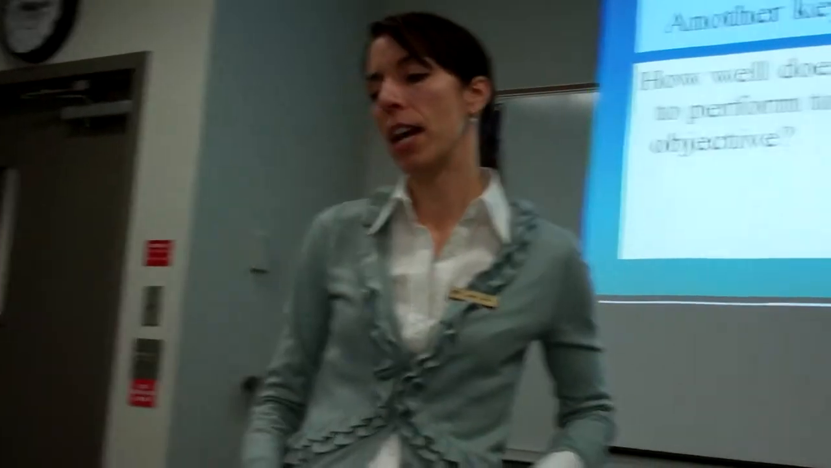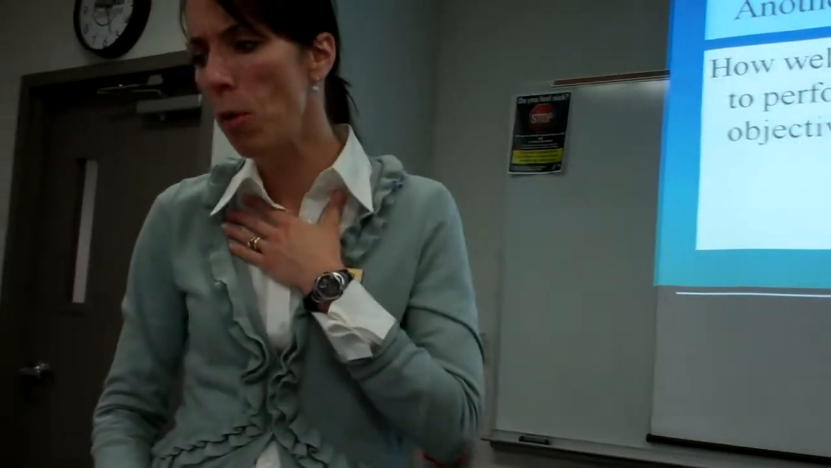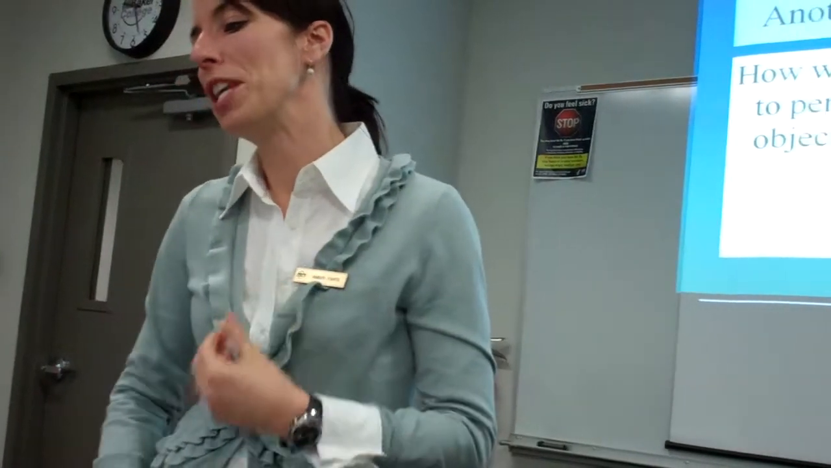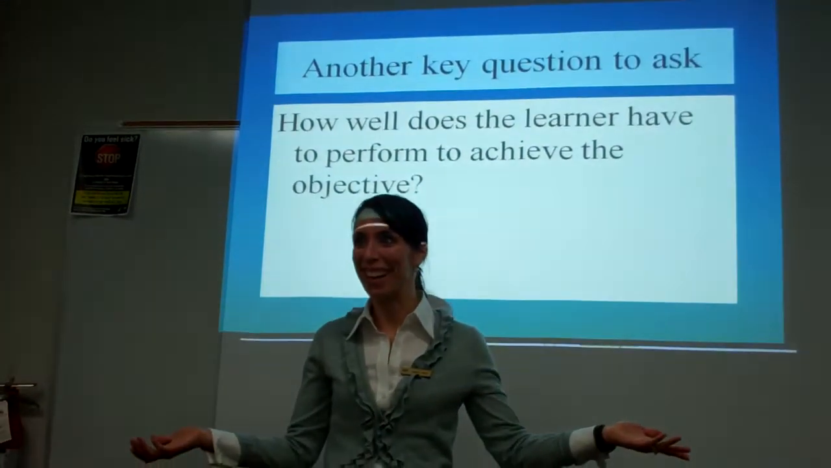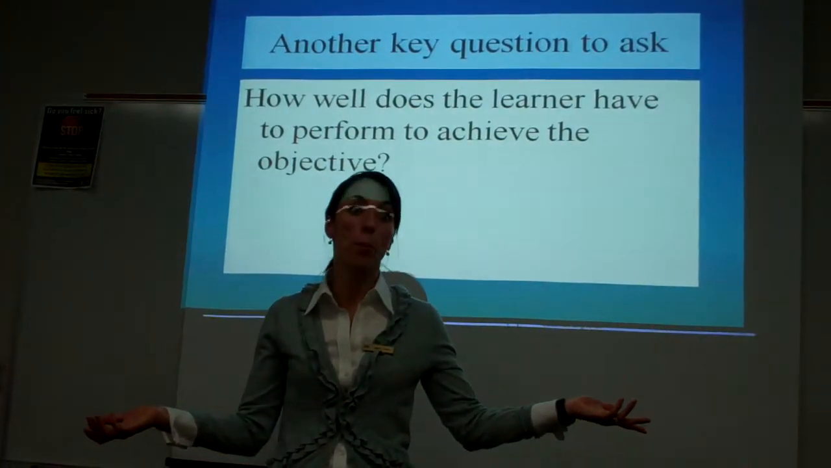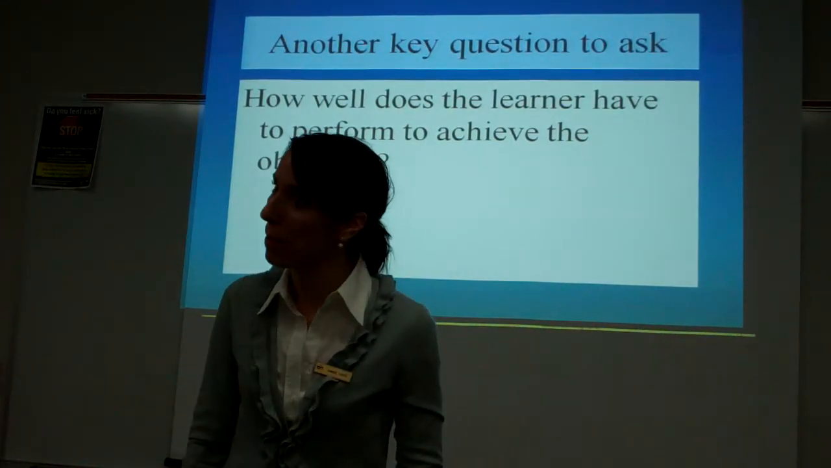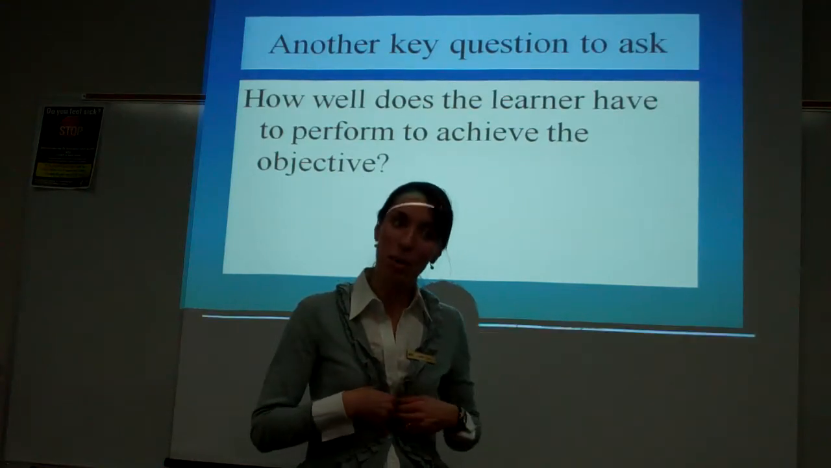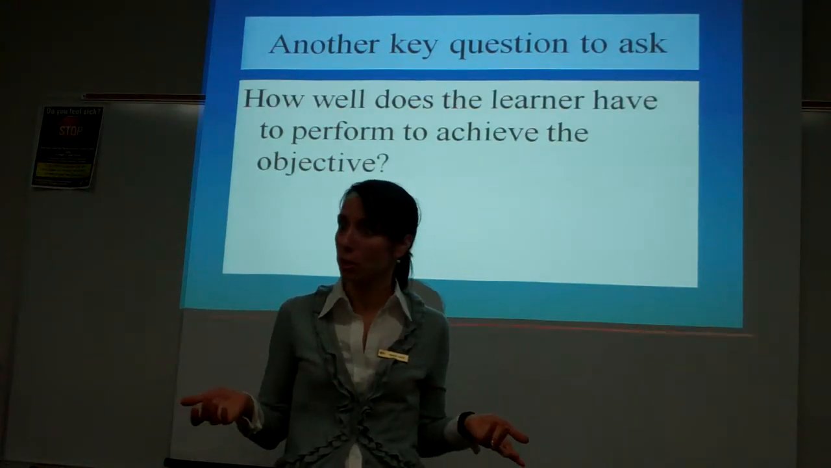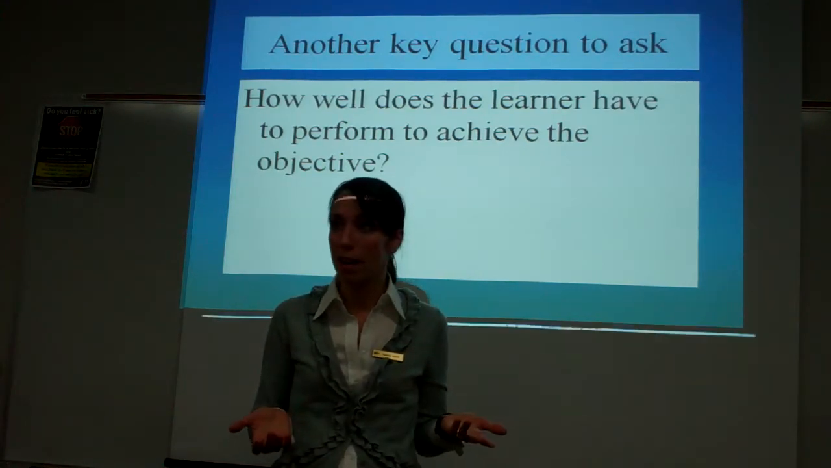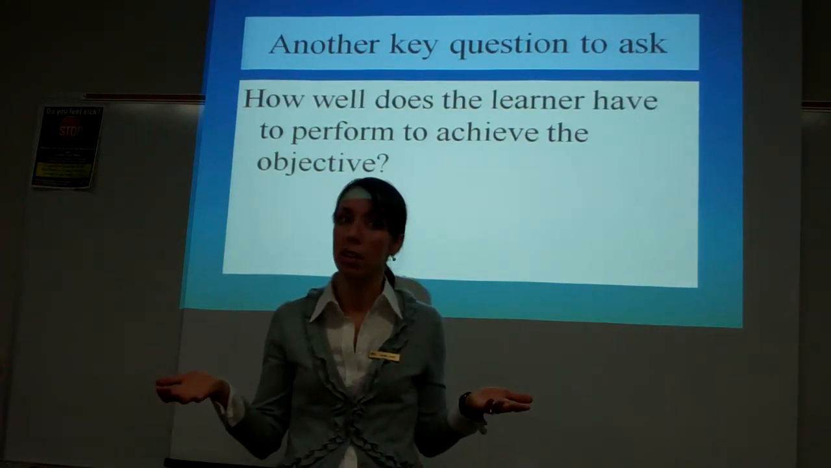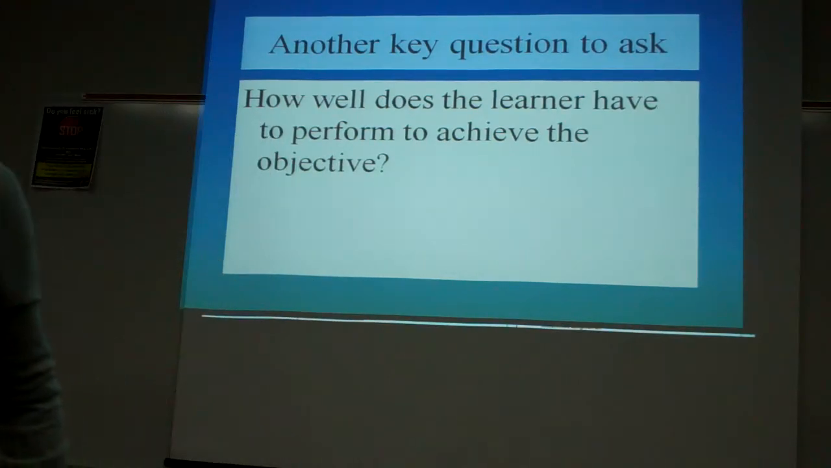He also says we have to ask, how well does the learner have to perform to achieve the objective? I love this example he gives us. Remember he asked about the surgeon? He says, how good do you want your surgeon to be? Well, pretty good. If he's opening me up, I darn well want him to be better than a C-level surgeon. I want him to be the best, right? Okay. How good do we want our learners to be? How good is good enough? We've got to ask that question, okay?